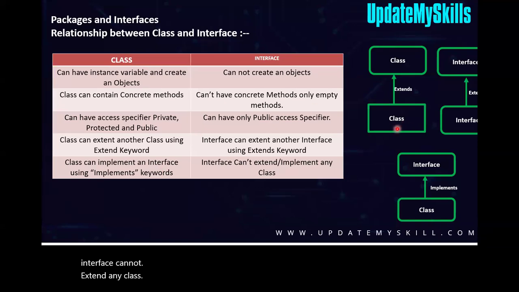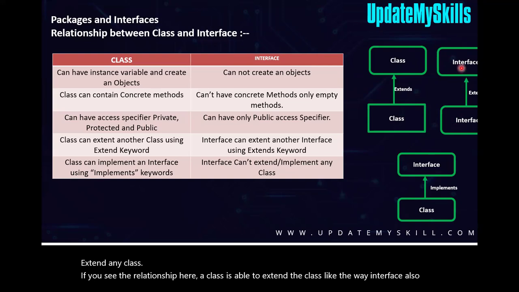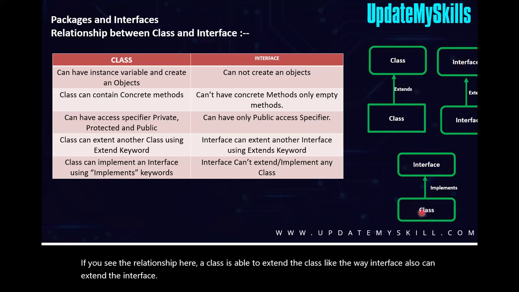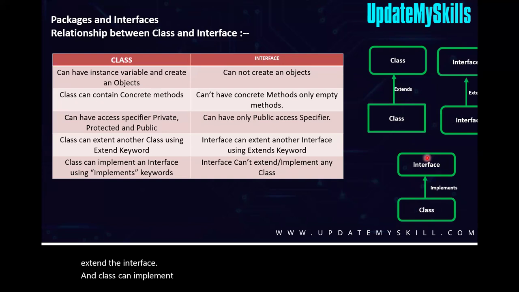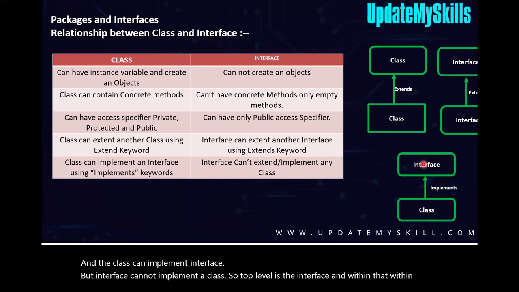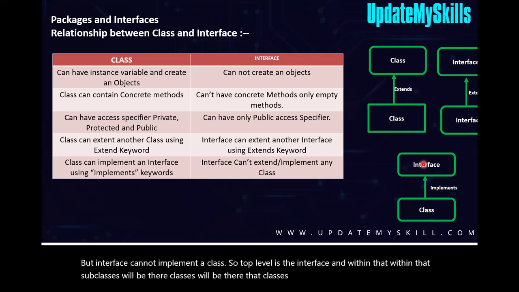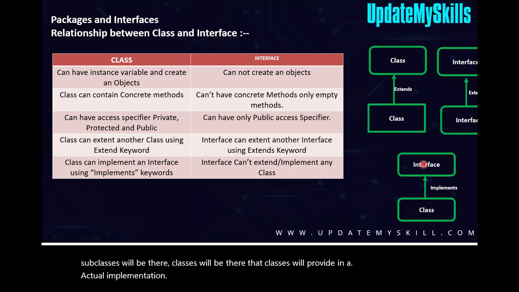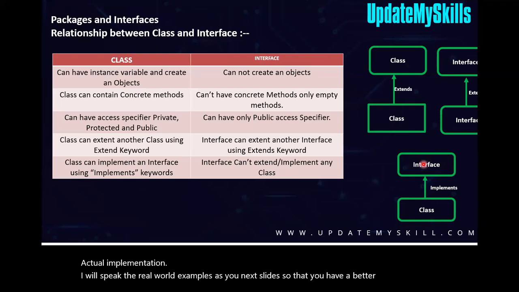If you see the relationship here, a class can extend a class, and in the same way an interface can extend an interface, and a class can implement an interface, but an interface cannot implement a class. So the top level is the interface, and within that, subclasses, classes will be there. Those classes will provide the actual implementation. I will show real-world examples in the next slides so that you have a better understanding of how this will help.